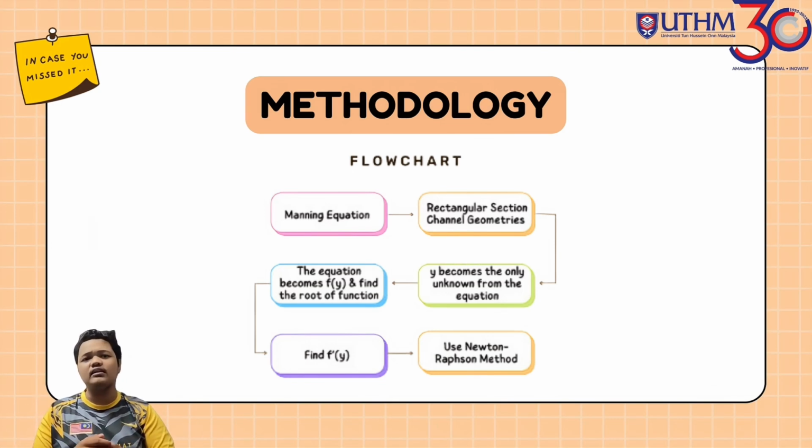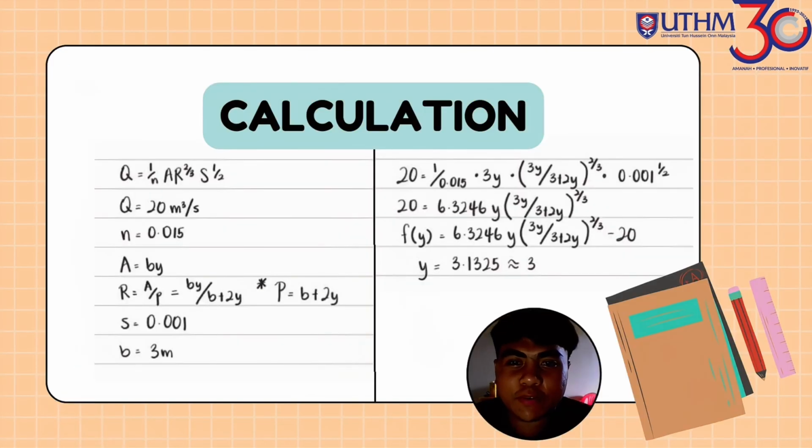After that, we use the Newton-Raphson method to solve f of y. We create a table and iterate the process until we meet the stopping criteria where the absolute value of f of yi is less than or equal to 0.0005. From the value given by the equation, it can be formed at last as f(y) equal to 6.346y(3y over 3 plus 2y) to the power of 2 over 3, minus 20, and the value of y is equal to 3.1325, which is approximately 3.